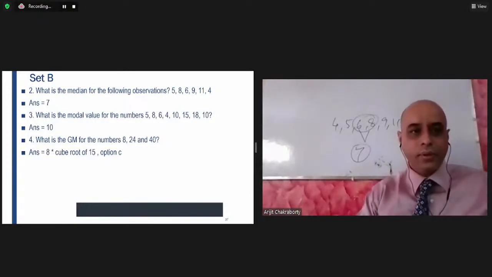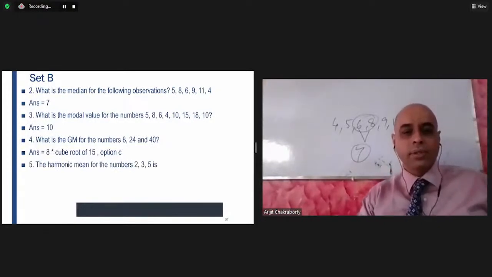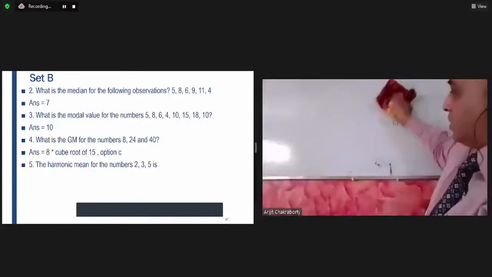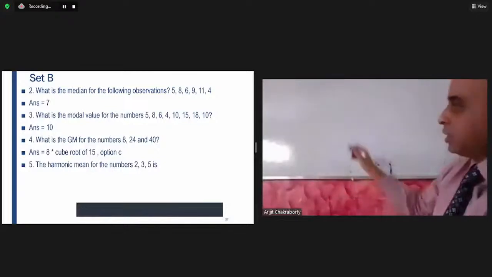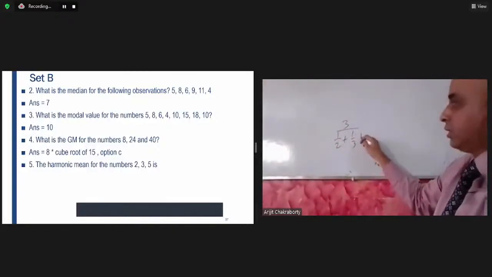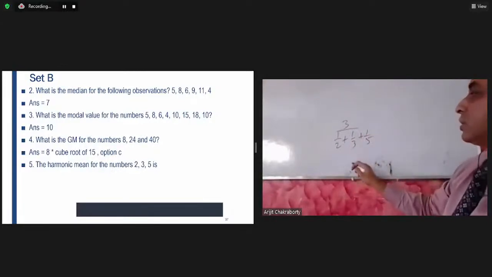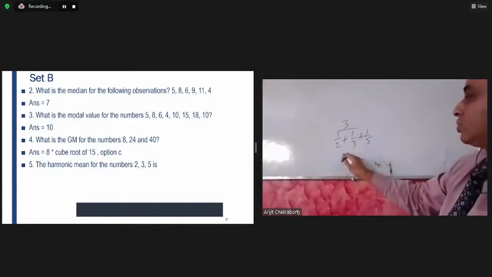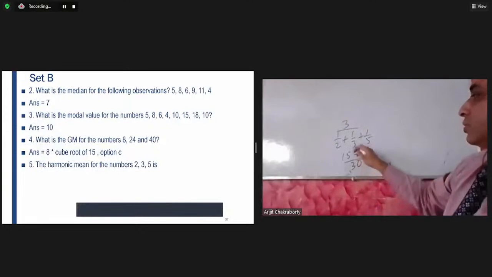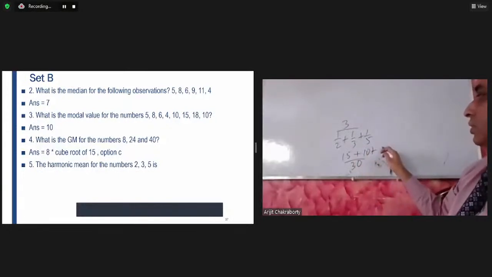Next one, the harmonic mean for the numbers 2, 3, 5 is how much? Please try and do it once. So harmonic mean will be 3 divided by half plus 1 by 3 plus 1 by 5. The common denominator is 30: 15 plus 10 plus 6.